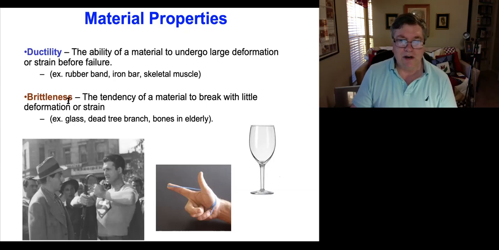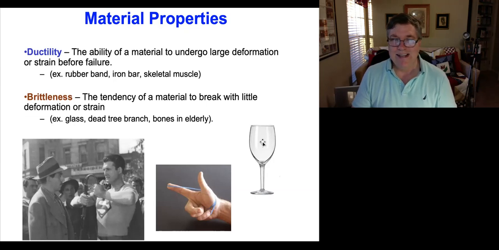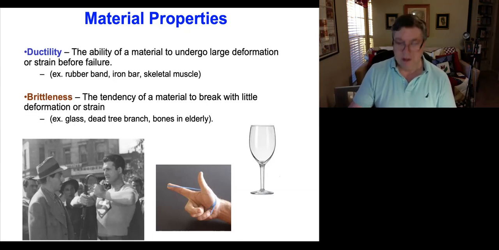A brittle material has a tendency to break with only a small amount of deformation or strain, like a dead tree branch or bones in the elderly. Glass, of course, is a great example of a brittle material. Glass, believe it or not, is actually incredibly stiff. It's really strong, but it's not a good building material because it's not very ductile. It's incredibly brittle, and that means in the end it's not very tough. It can't store a lot of energy. So it's not a good building material, but looks cool.